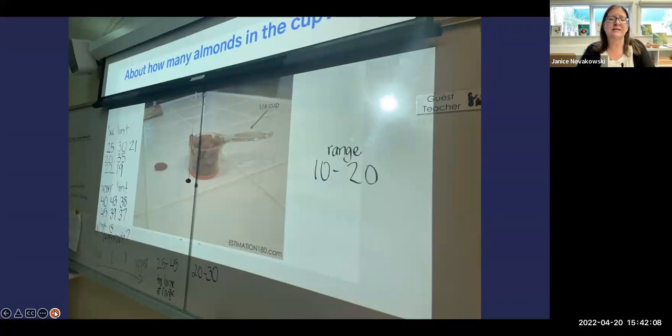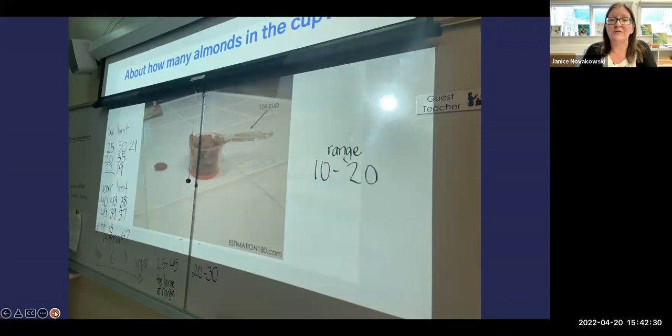So here's another example. This was in a grade 4 or 5 class. And this is right from the Estimation 180 website. So there's a series of these with almonds. And so there's a quarter cup measure and about how many almonds are in the cup. And you can see there's 1 almond to the left in the image that you can use as a referent. And that's a very common estimation strategy.